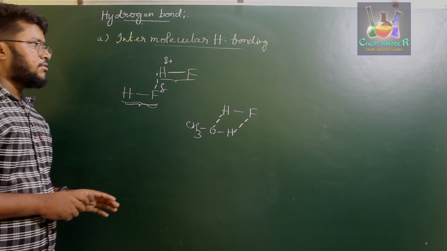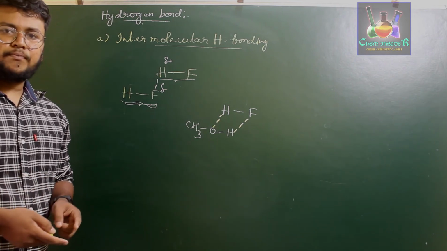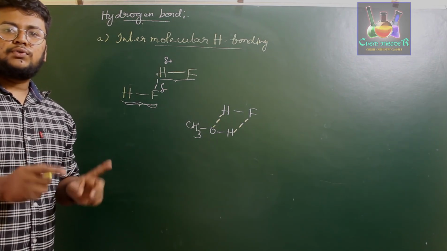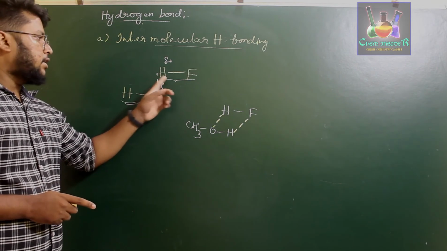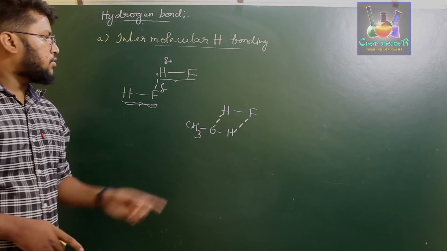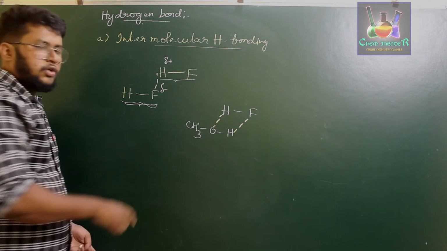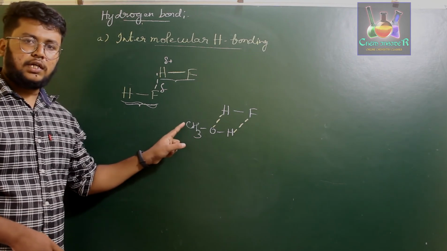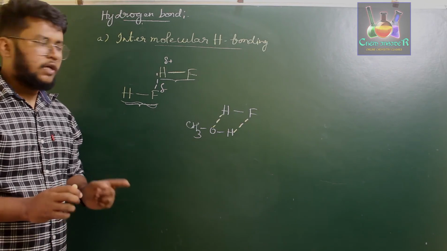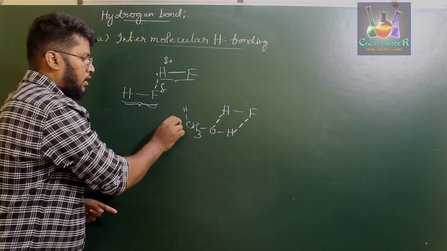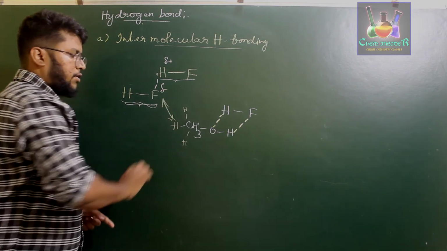So intermolecular hydrogen bonding can be defined as the hydrogen bonding initiated between atoms of two different molecules. One should be an electronegative atom, and the other should be a hydrogen atom attached to one more electronegative atom. Here, in the CH3 group, even though the hydrogen is attached to carbon, carbon is not a strongly electronegative element. Therefore, these hydrogens will not interact with any of the electronegative elements to form hydrogen bonding.